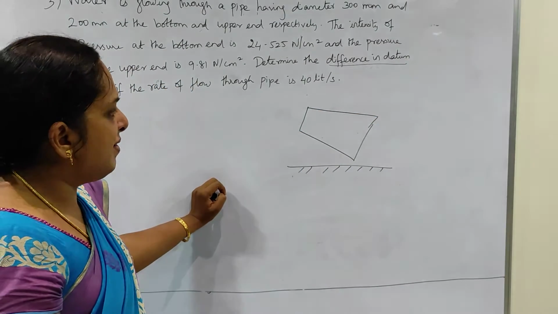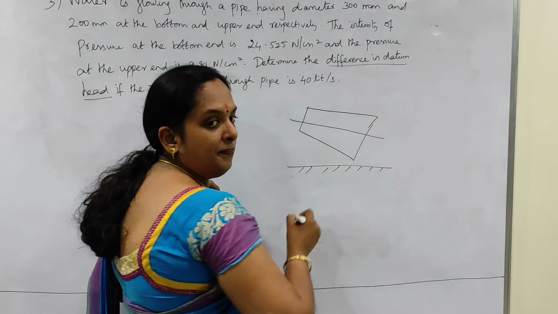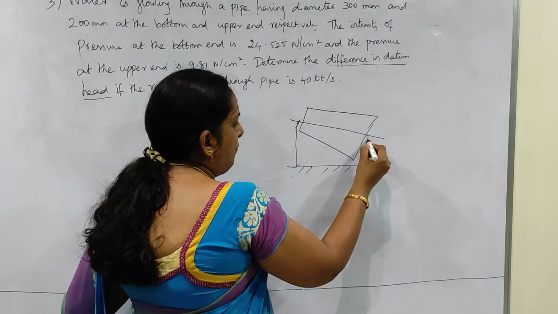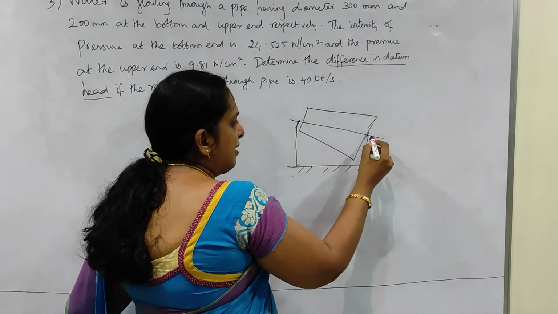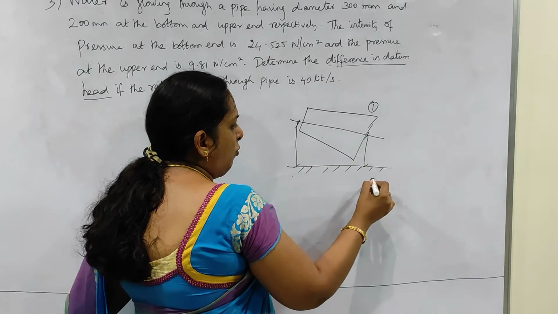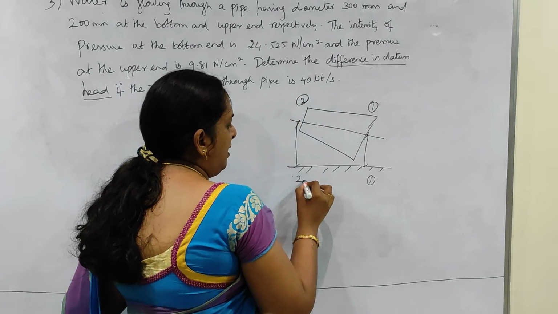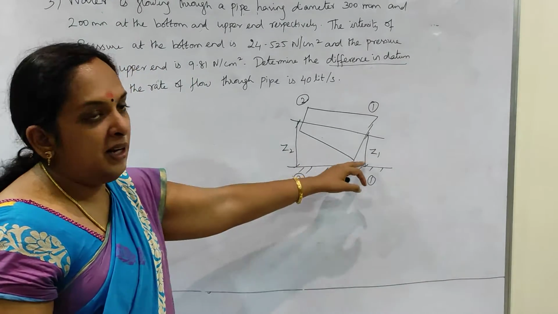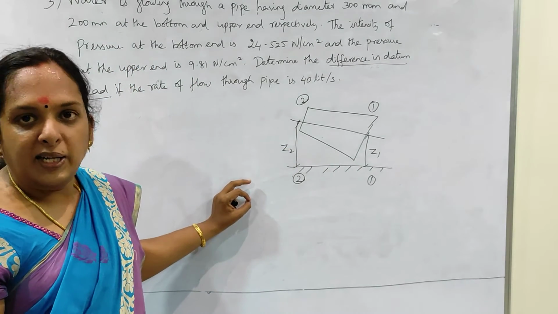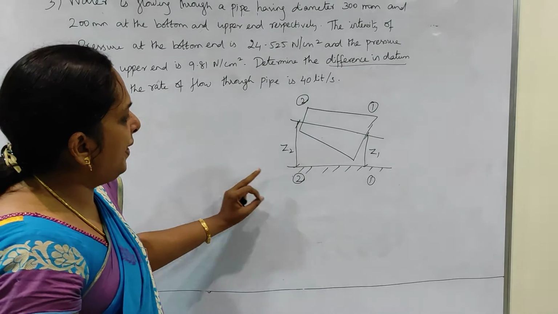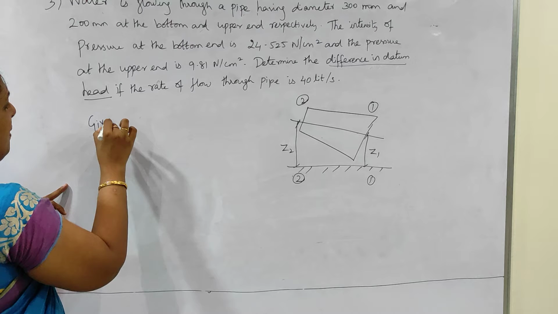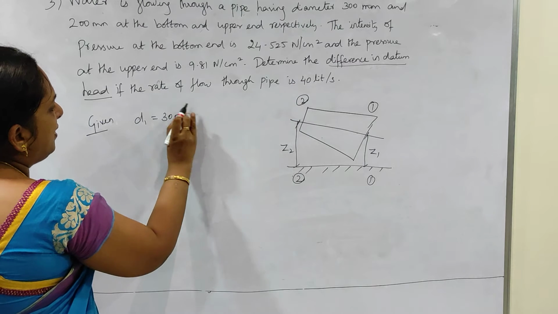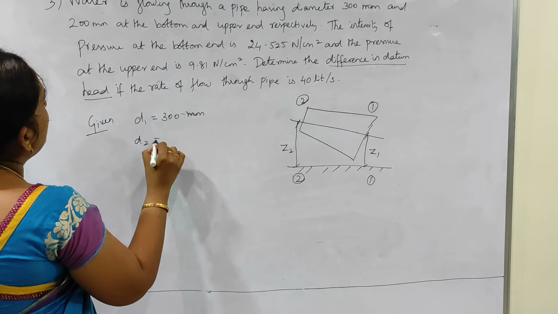They asked you to find out this height, the height from here and the height from here. Since the bottom end is given first, we will take it as section 1.1 and the upper end as section 2.2. So this is Z1 and this is Z2. We have to find the difference, Z2 minus Z1. That is what is given here. So what is D1 in this problem? At the bottom end, the diameter given is 300 mm. And D2 is given as 200 mm.